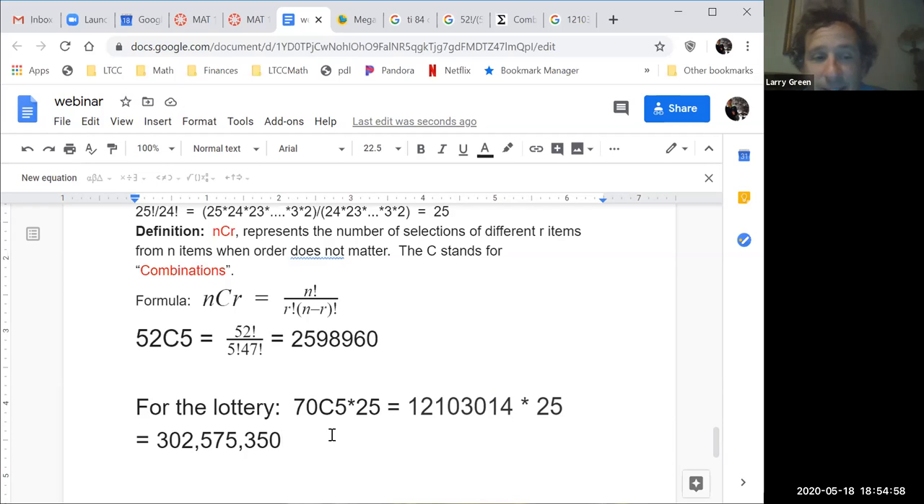So how do you read this number? Is it big? Is it small? You think you can win? If you buy a ticket, you think it's pretty likely you're going to win or unlikely? What do you think? Yeah, not at all. It's 1 in 302,575,350 chances of winning the lottery. Okay, and notice that if you do win, you get 2.59 million. Okay, but you have 1 in 3.02 million chances.